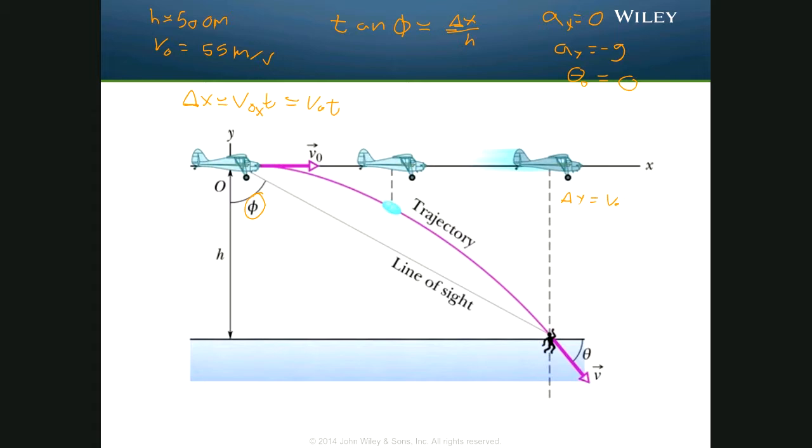v naught y t minus 1/2 g t squared. Okay, a few things to note here. Delta y starts at the plane, right? So your displacement, because you're going down and you want to be consistent, is not going to be 500 meters, but it's going to be your final position minus your initial. It's always final minus initial.